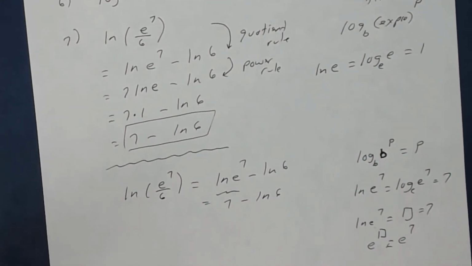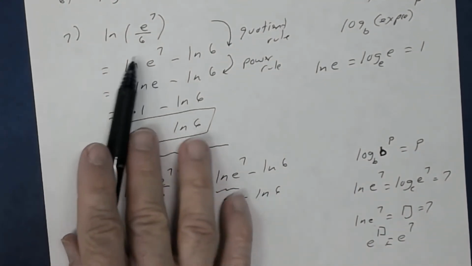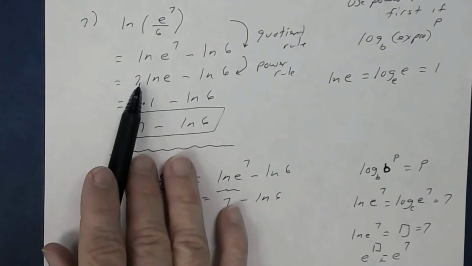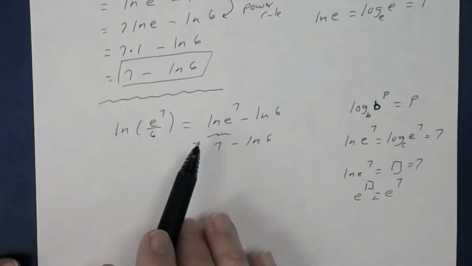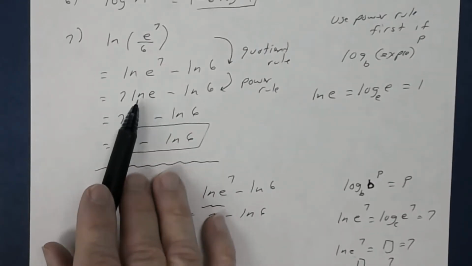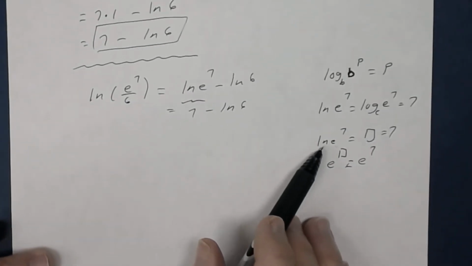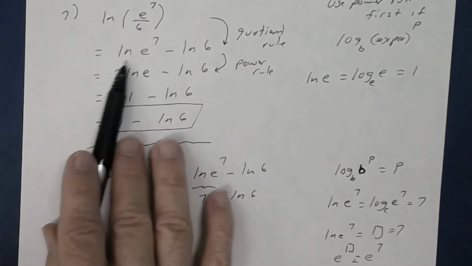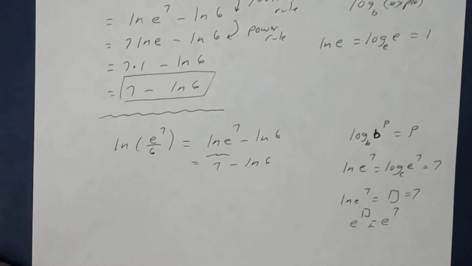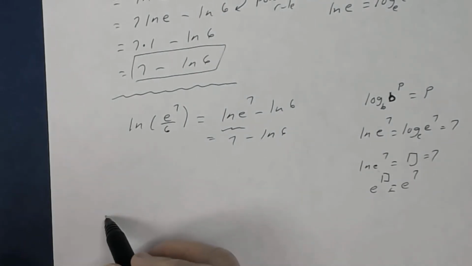All right. So for many of you, though, the power rule probably would have helped you a little bit better, because it's easier for many students to understand that the natural log of e is 1 versus the fact that the natural log of e to the 7 is 7. It's easier for students to focus like this. Okay? All right, so that was number 7.